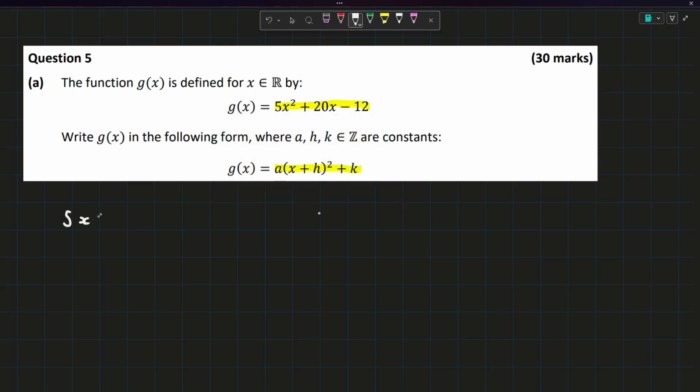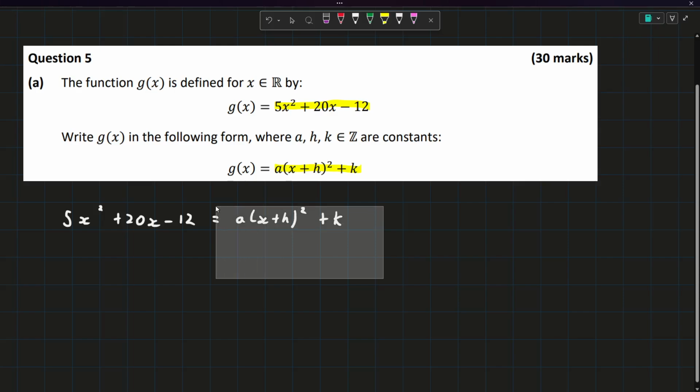Now, of course, there is a method for completing the square that you can do if you'd like, but I think this is a little more straightforward. So we want this quadratic to be equal to a times x plus h, the whole thing squared, plus k. And now if we simplify both sides and compare them, we can figure out what a, h, and k are.